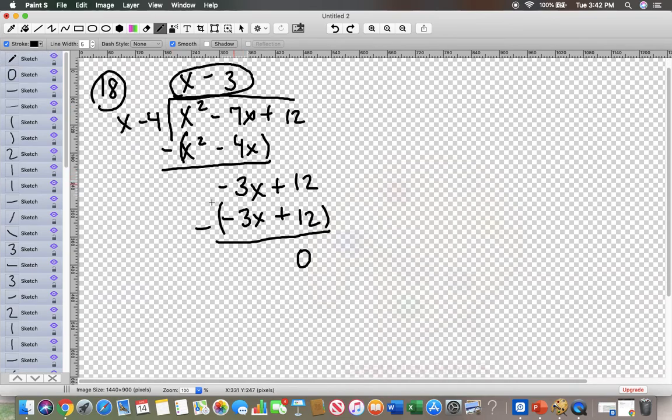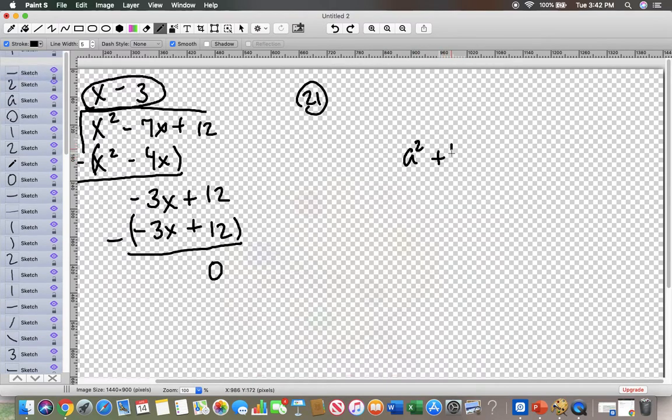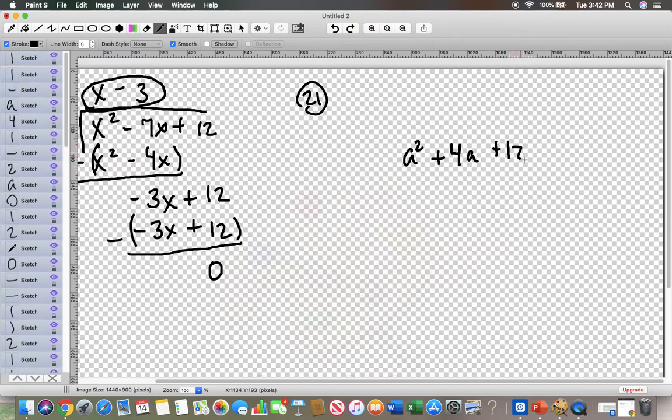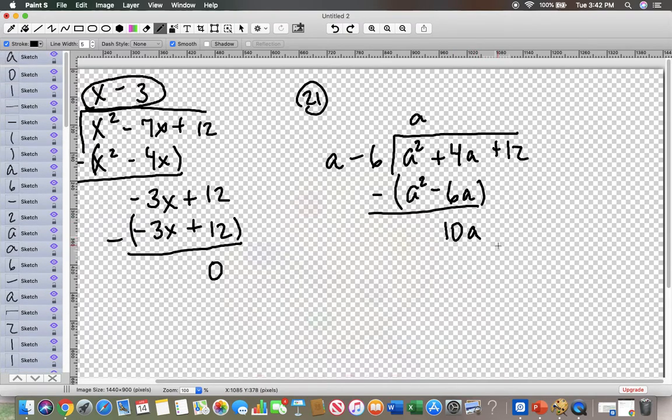Number 21. Let's do that one right here. Doing long division, once again, we've got a squared plus 4a plus 12, all divided by a minus 6. All right, what times a equals a squared? Well, a, so a times a is a squared. a times negative 6, negative 6a, subtract. So 4 minus negative 6, that's 4 plus 6, which is 10a. Bring down my plus 12.